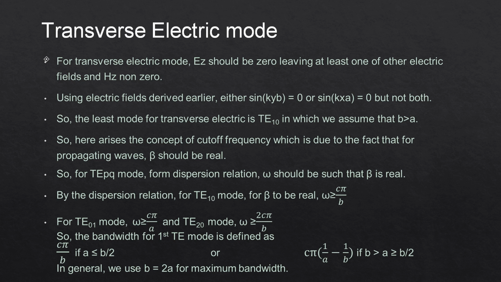Similarly, for TE01, omega must be greater than C pi by A, where A is the width of the waveguide, and for the TE20 mode, omega must be greater than or equal to 2 C pi by B. So the bandwidth for the first transverse electric mode is defined as C pi by B if A is less than B by 2, or C pi times (1 upon A minus 1 upon B) if A is greater than B by 2. In general, we use B equal to 2A for maximum bandwidth.